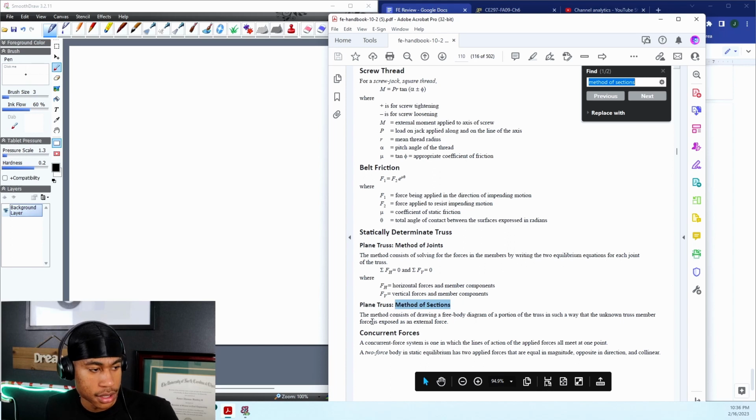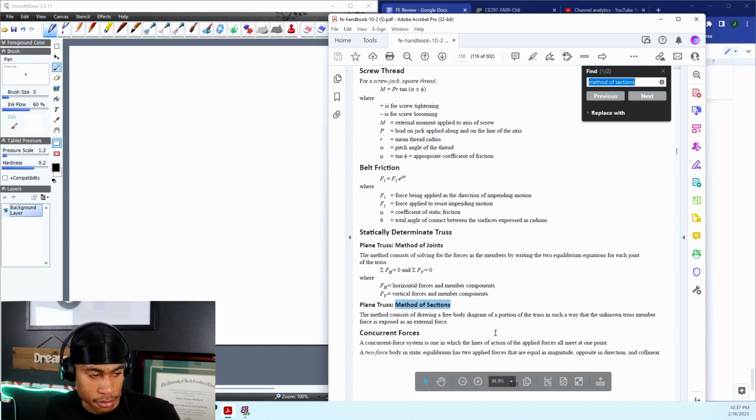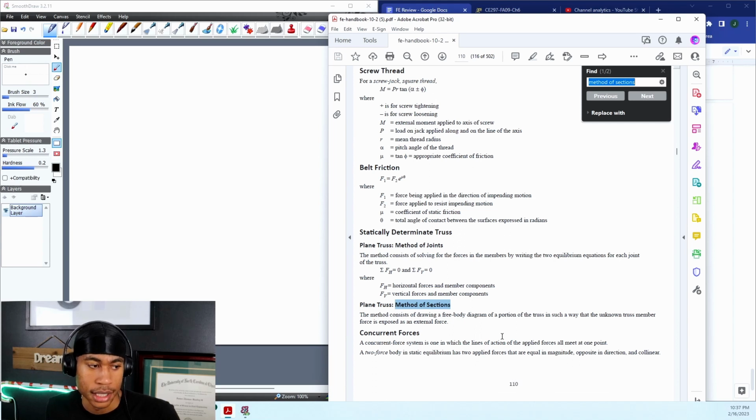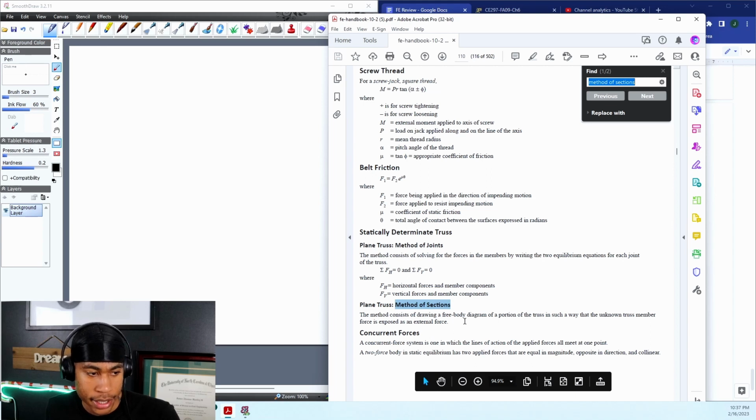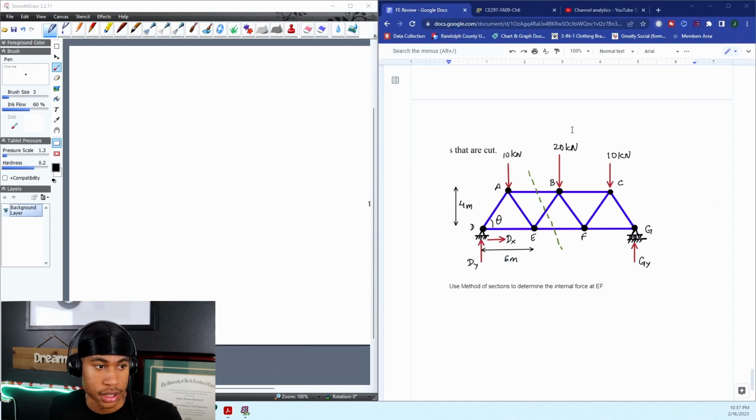It says the method consists of drawing a free body diagram of a portion of the truss in such a way that the unknown truss member force is exposed as an external force. That just basically means we're drawing a free body diagram of the portion of the truss so that we can get the unknown member force exposed as an external force. Easy enough. That's all they're going to give you for this, so you need to know how to draw free body diagrams, right? Let's go ahead and close that down.